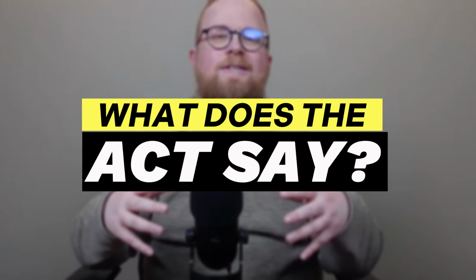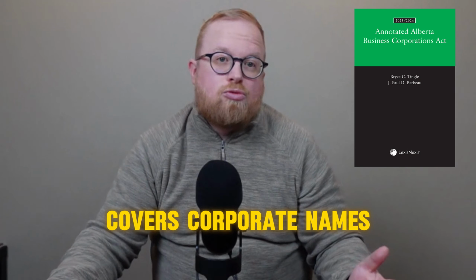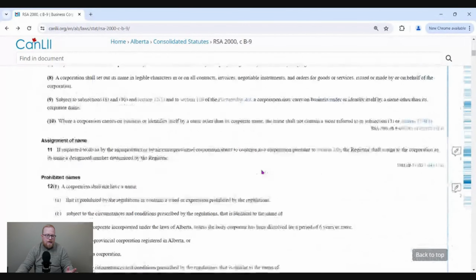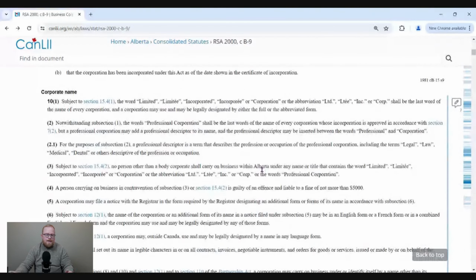So the first step is, what does the Act say? In Alberta, we have the Business Corporations Act, which covers corporate names amongst everything else. Let's go down to Section 10. Let me use CanLII. CanLII is a great free resource for anybody looking up anything. So, business name, corporate name, Section 10. It basically says that the word Limited, Incorporated, or Corporation, or their abbreviations Ltd., Inc., or Corp., have to be at the end of every single business name.